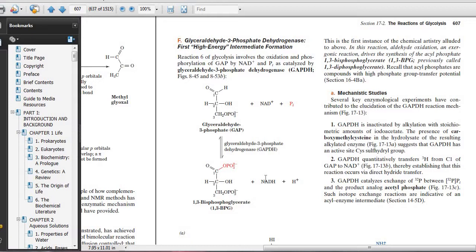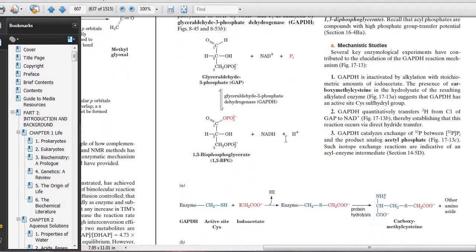So this is reaction number 6 of glycolysis, which involves direct hydride transfer, and GAPDH is inactivated by the addition of iodoacetate. Iodoacetate is ICH2COO-. If you add iodoacetate, it will rapidly bind to the GAPDH active site.